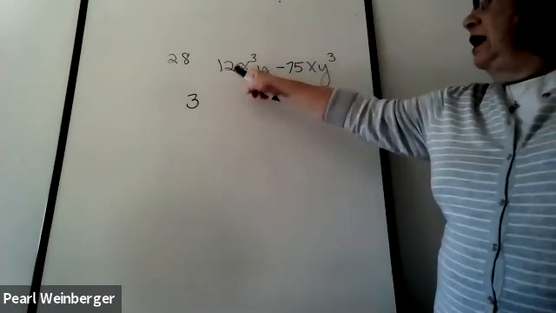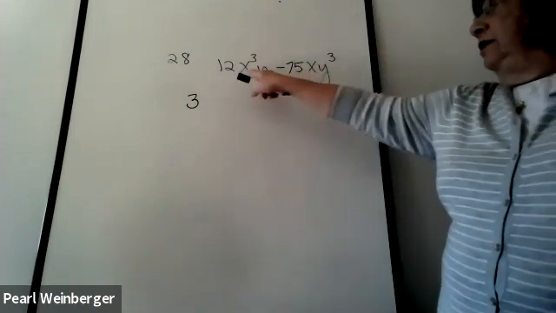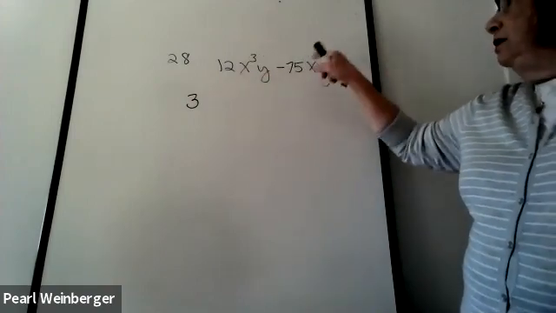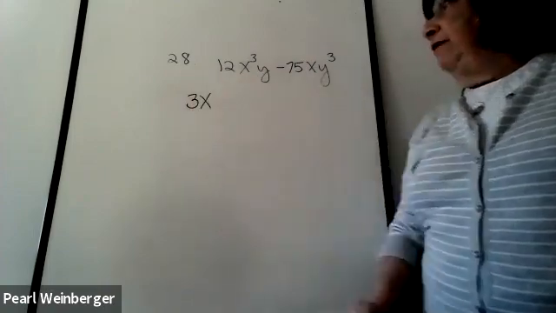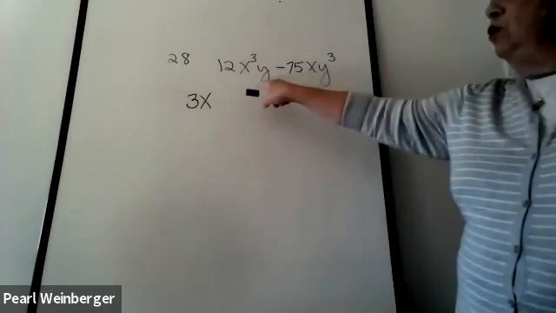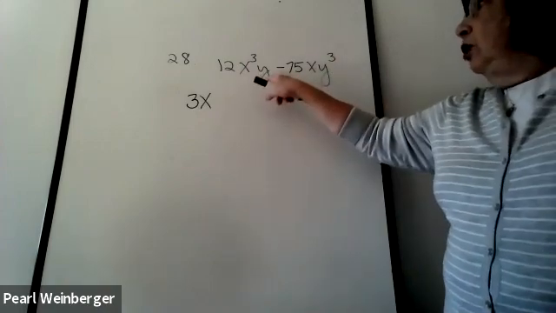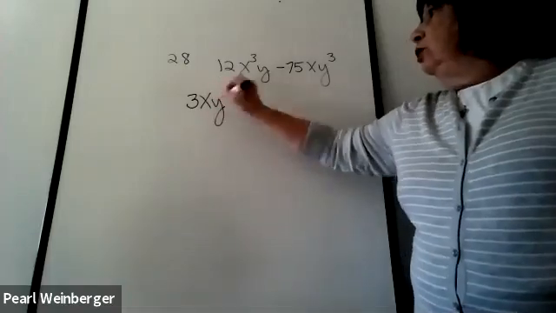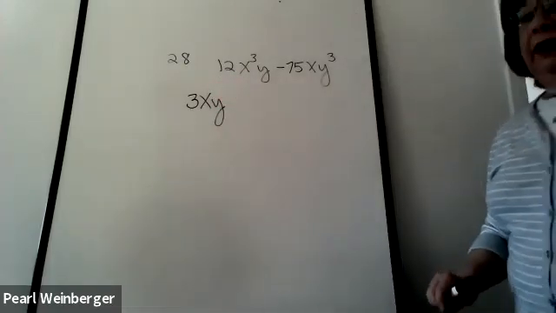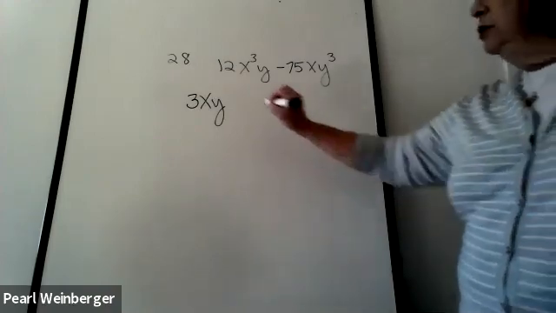Then I look at the x's. There's an x to the third and an x. So since they both have x's and the lower exponent is just the plain x, x is my common factor. Then I go back to the y's. There's a y and a y cubed. Again, they both have y's. The lower exponent is the one with the plain y. So 3xy is my common factor. I always look for that common factor first.